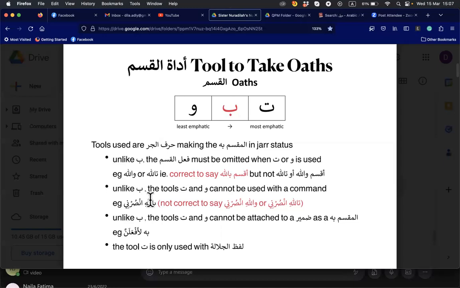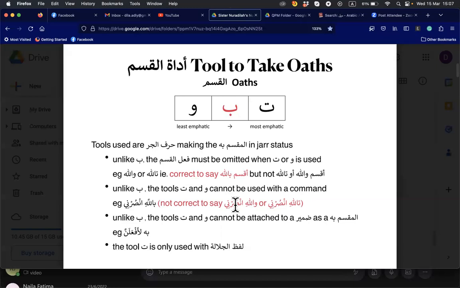So you can say billahi unsurni. Basically in English, it's something like, I ask you by Allah to help me. So you can use billahi unsurni. This is your amr, help me. But you don't say wallahi unsurni. You don't say tallahi unsurni. Waw and ta are not used when you're asking for help, I mean when you're using a command form.